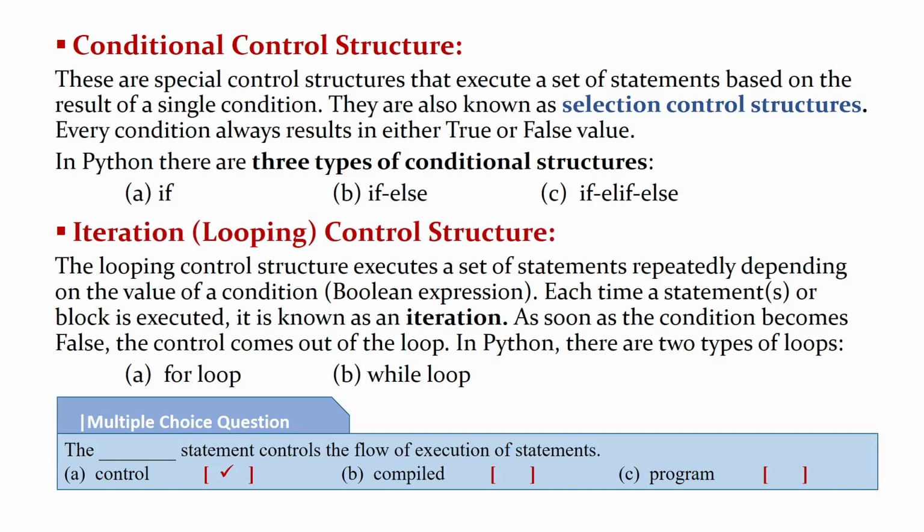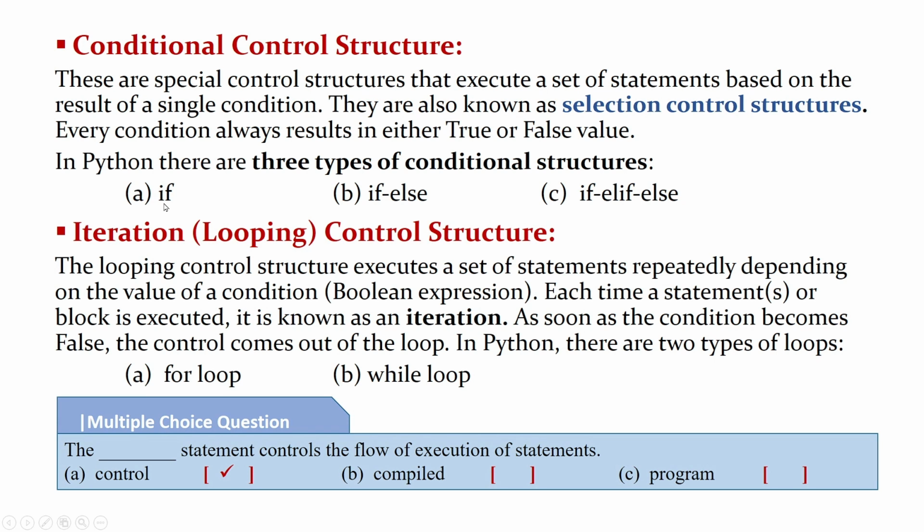Conditional control structures. These are special control structures that execute a set of statements based on the result of a single condition. They are also known as selection control structures. Every condition always results in either a true or false value. In Python, there are three types of conditional structures: if, if-else, and if-elif-else.